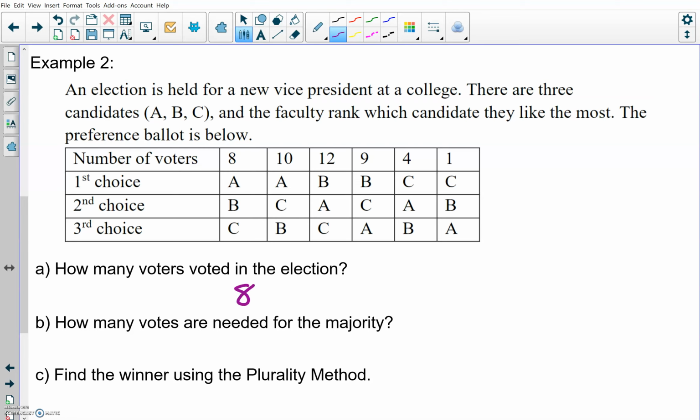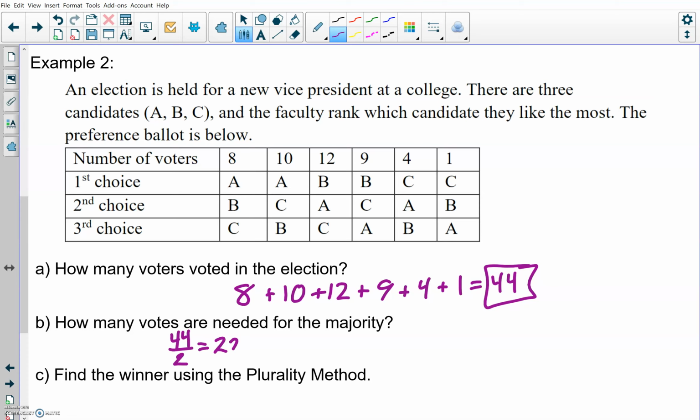Well, you just need to add those numbers for each of the individual preference orders. And when you do this, you get 44. So 44 total voters. And then how many votes are needed for the majority? Well, you just need more than half. So you figure out how much is half by dividing by 2. And then you take that and just add 1 to it. So you'll get 23. So 23 is the majority.